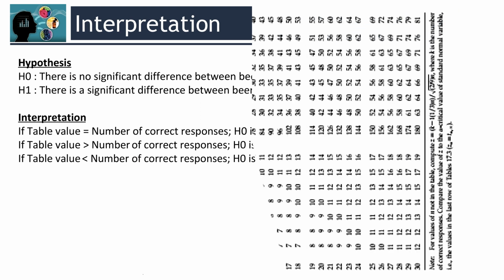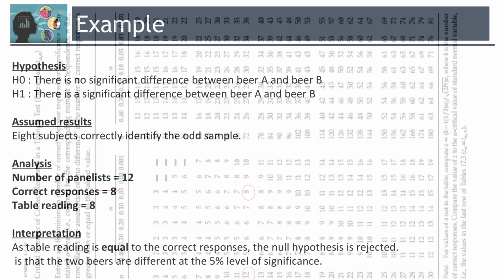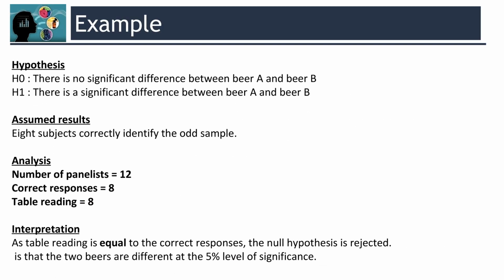Here, you can see the table. Now you know the alpha value is 0.05, that means 5%. And the number of panelists is 12. You can find 0.05 from the top row and 12 from the first column. Then you can find the corresponding table value is 8. As the table value is equal to the correct responses, the null hypothesis is rejected. Therefore, there is a significant difference between beer A and beer B. So this is the overview of the triangle test.